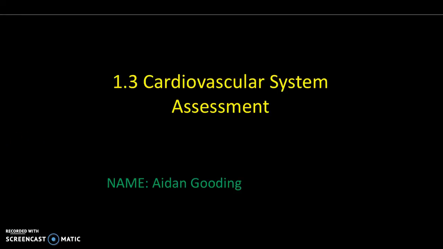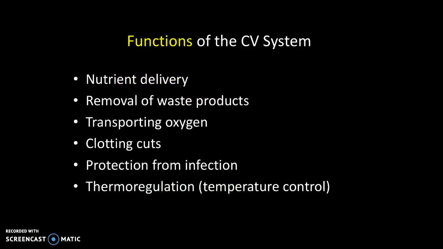Today we are looking at the cardiovascular system. There are six main functions of the cardiovascular system which we will look at now. The first of which is nutrient delivery, so taking things like glucose from the intestines and supplying them to muscles and organs so that they have fuel available so they can keep working.